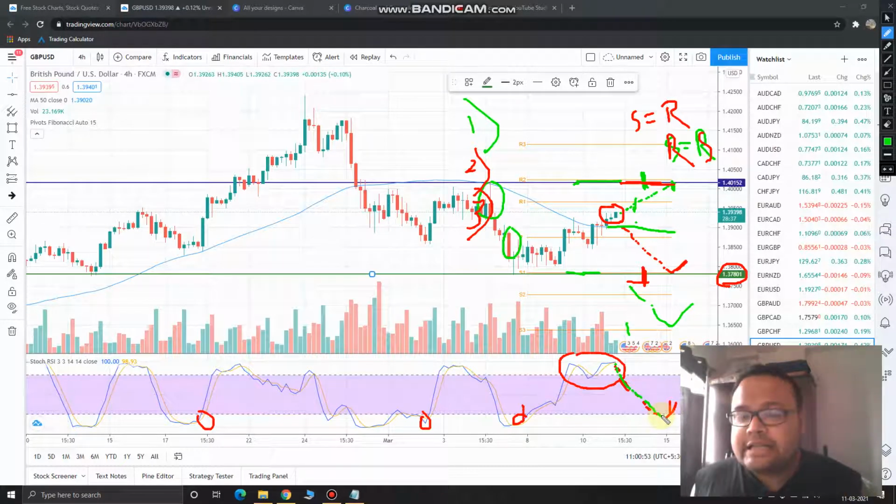So these are the simple strategies that you can follow for GBP USD for 11th March 2021.